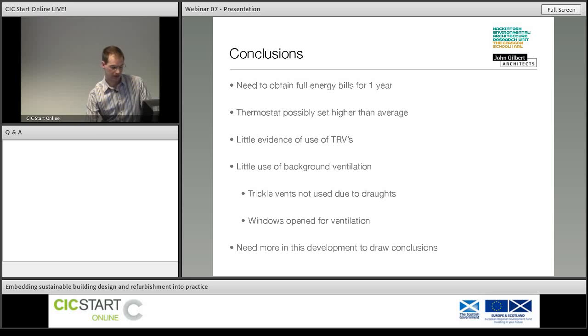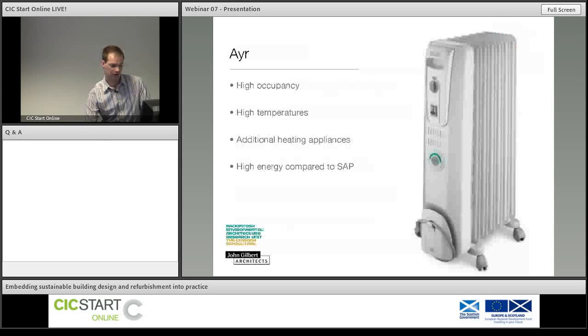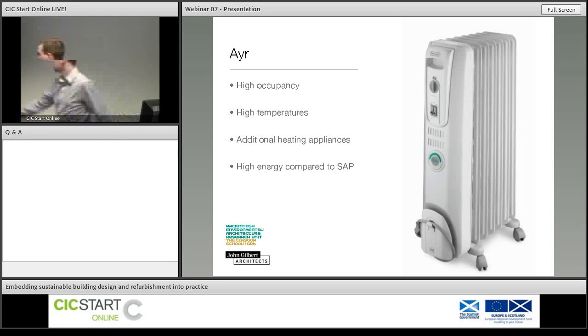So the last one again is a single house. This is high occupancy. Again, this had additional heating appliances in their survey response in the living room. So we're obviously expecting the SAP to be high because of that, although the average living room temperature isn't actually that high. We've also got higher bedroom temperature, which kind of ties through.